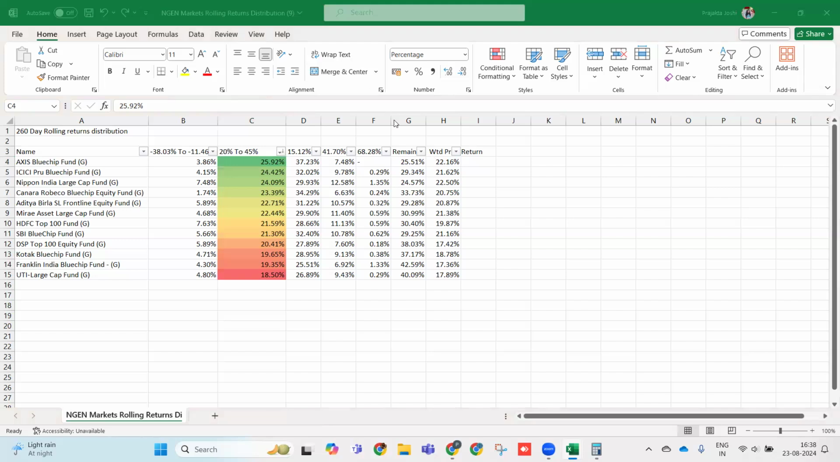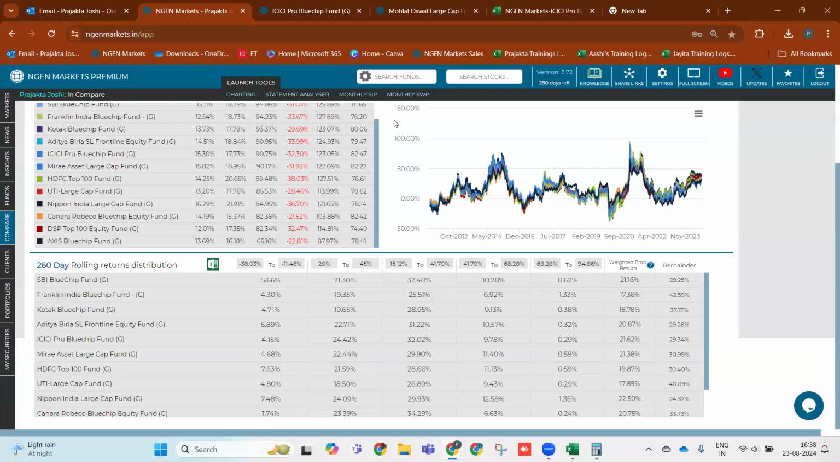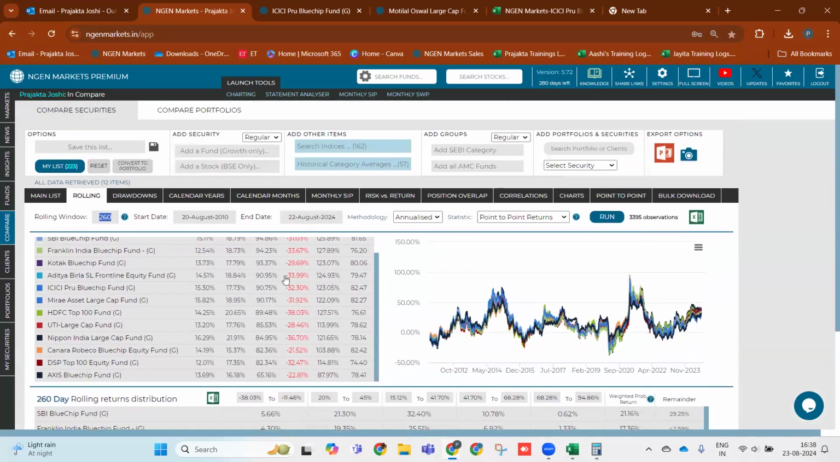This is how rolling returns distributions work. Now let's go back. Typically now, what we'll discuss is portfolio level rollings. That's not going to be very different from what we've understood until now, but just that until now we did it on a list of funds or on a single fund level. There is also an option to check rolling returns analysis on a portfolio level.